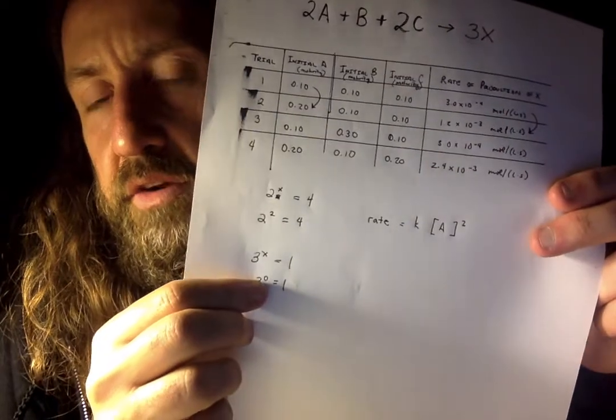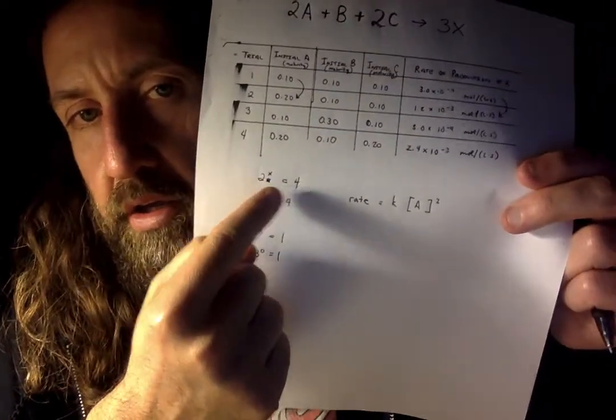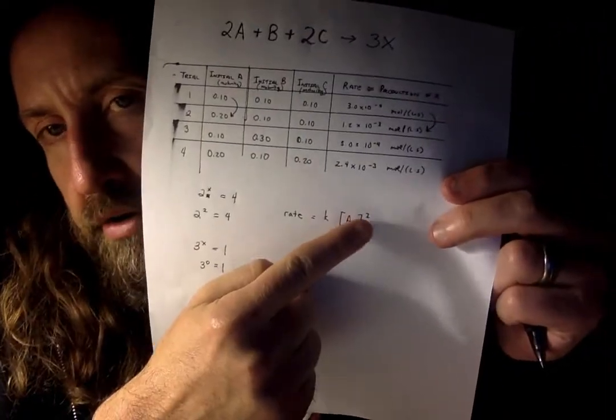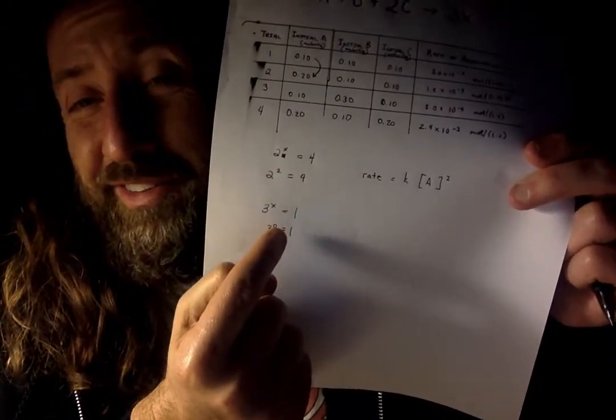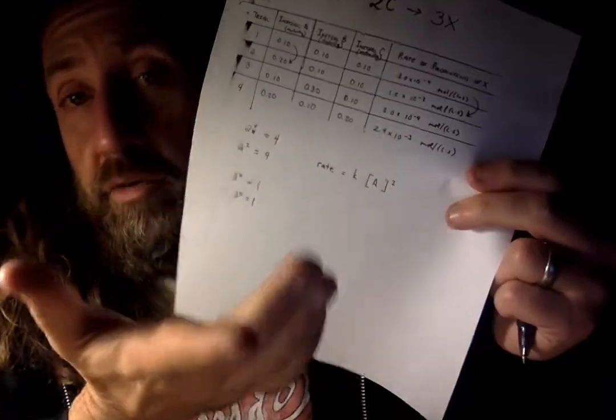See there? The answer's 1. Okay. So B is a 0 power. See where A was a square power, a 2 power. It's second order. B is a 0 order. So it doesn't make our rate law.